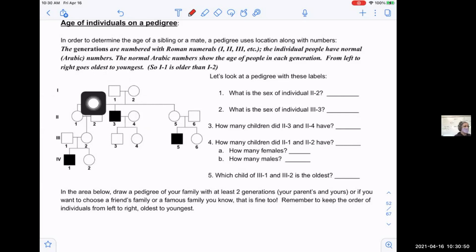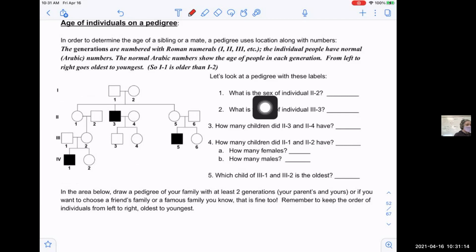Somebody in my class just asked me why are some of these squares filled in? We're going to talk about that next week. Okay, because this is an example of tracking a genetic disorder, but today we're just focusing on how to read a pedigree. We'll talk about why they're colored in later.